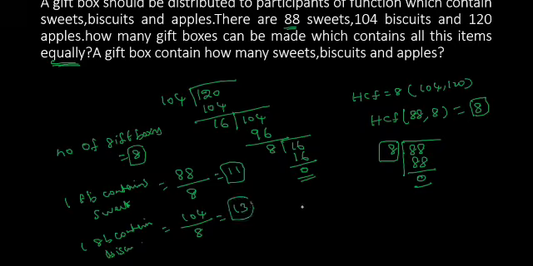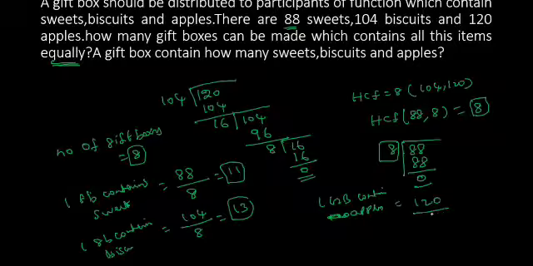Now one gift box contains how many apples? So 120 apples are there and 8 gift boxes are there. If the apples are equally distributed, I will get 15 apples.